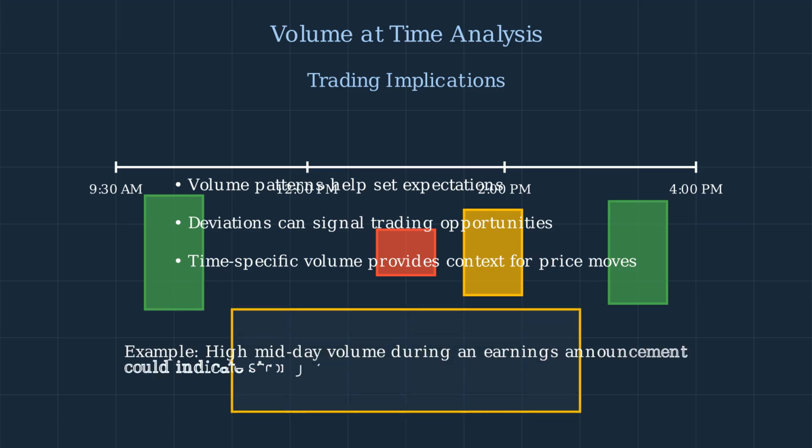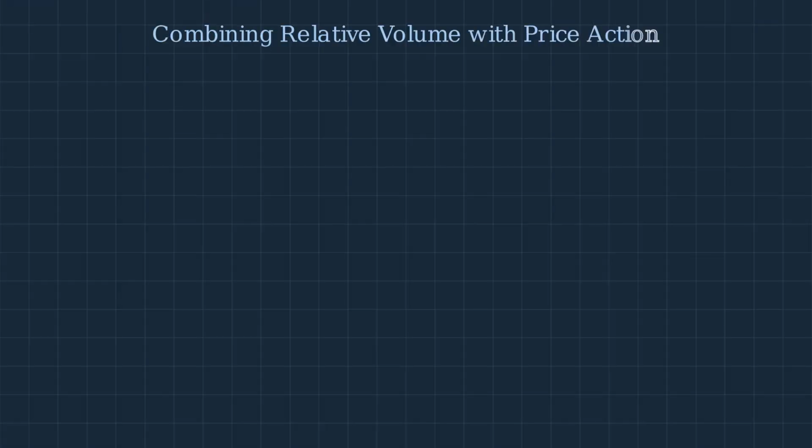For example, high relative volume during midday might signal important developments that could affect price direction, such as unexpected news or earnings announcements. By analyzing volume at specific times of day, traders can gain valuable insights into market behavior and potential price movements. Relative volume becomes most powerful when analyzed alongside price movements.